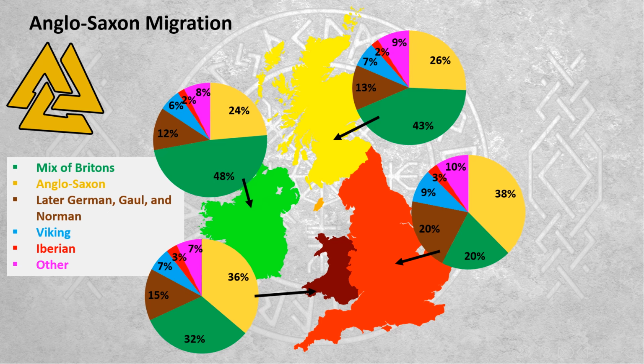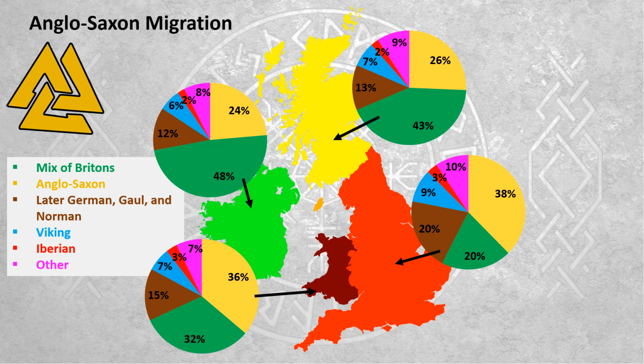According to this study, which is only an estimate, Ireland has the most indigenous DNA with 48%, while England has the least with 20%. The gold is what remains of the Anglo-Saxon migration, mainly consisting of the Angles, Saxons and Jutes. This study suggests that England has the most Anglo-Saxon DNA with 48%, while Ireland has the least with 24%.